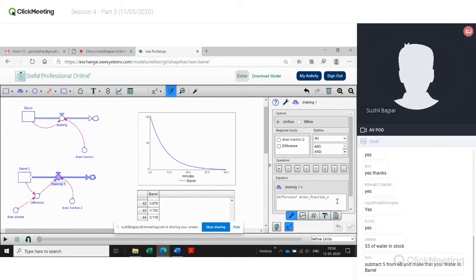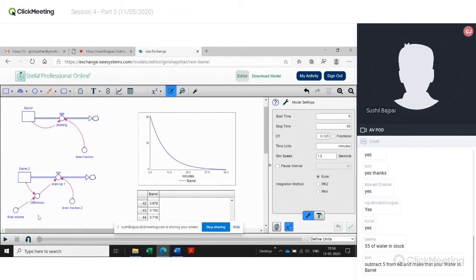And what will happen in this equation is, if you look at difference, when the barrel volume becomes 55 liters and the final volume is also 5 liters, then it will become 5 minus 5, the difference will be 0, and that's where the draining will stop by itself, leaving the 5 liters in the barrel. So let's see what happens. That is how it should work.